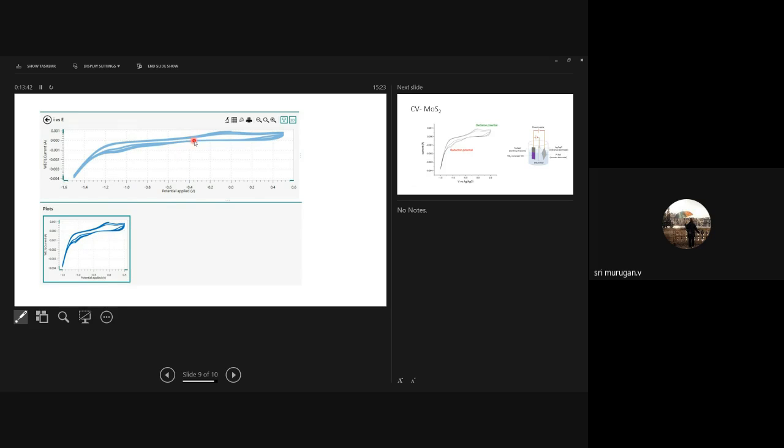As I told you earlier, we can see the two peaks here.